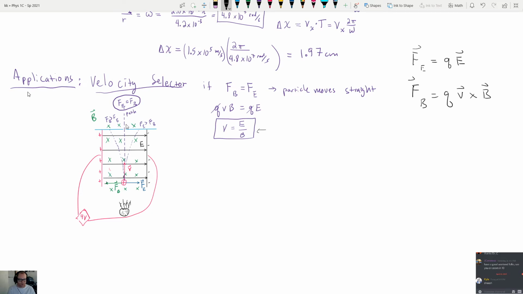And that means that every particle that comes out this other side is guaranteed to have this velocity, regardless of what kind of particle it is. It could be an electron, alpha particle, proton. It could be any kind of particle. It doesn't matter. Every particle that comes out of here will have exactly this velocity, which is really powerful. You can tune specifically your velocity to be whatever you want it to be.